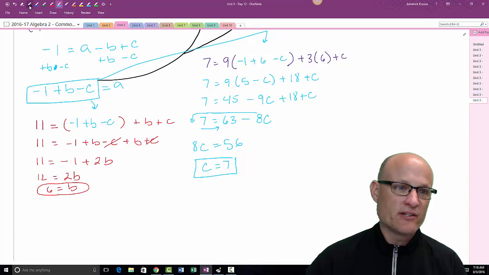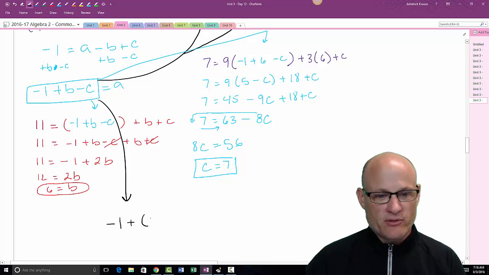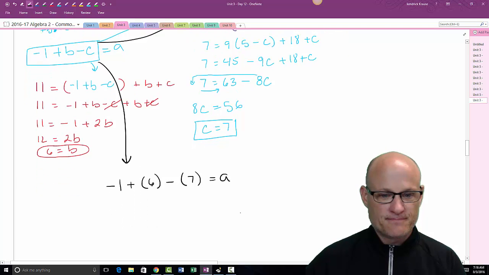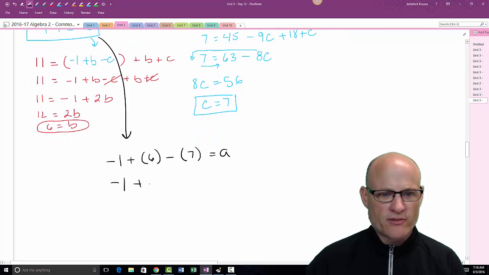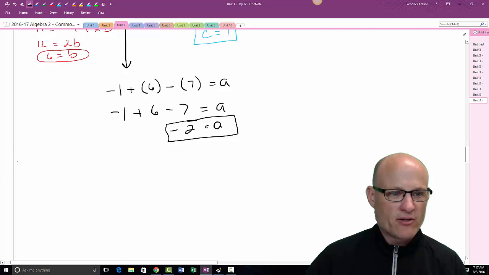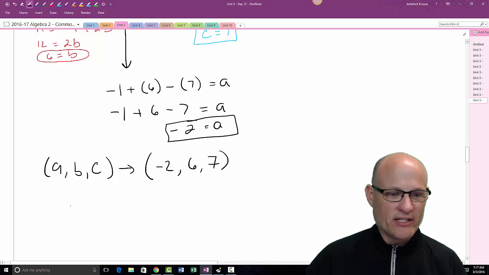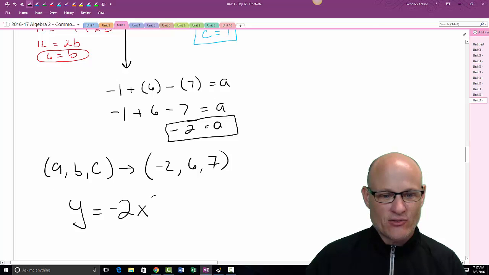Now I just got to figure out what a is. Well, I just need this equation right here. Negative 1 plus b, which is 6, minus c, which is 7, is equal to a. So this is negative 1 plus 6 minus 7 equals a. A is equal to negative 2. Well, I'm almost done. I know what a, b, and c are. Come down over here off to the side and say a, b, and c are negative 2, 6, and 7. But my answer is y equals negative 2x squared plus 6x plus 7.